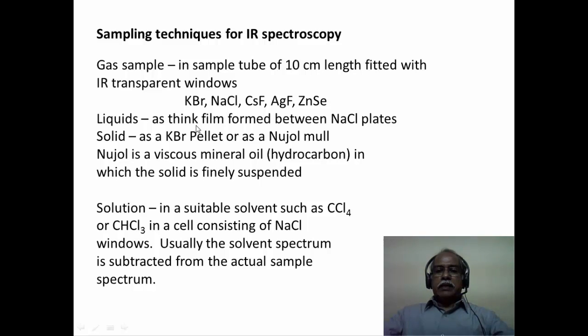Liquids can be measured as they are, as a thin film. When a drop of the liquid is cast as a thin film between sodium chloride plates, the sodium chloride plates act as the transparent window for the infrared radiation. Or the solid can be made into a pellet by mixing the sample with potassium bromide. Less than 1% of the sample is mixed with the potassium bromide, crushed into a fine powder, and made into a pellet in a compressing machine, and that can be used as it is in the infrared spectrometer.